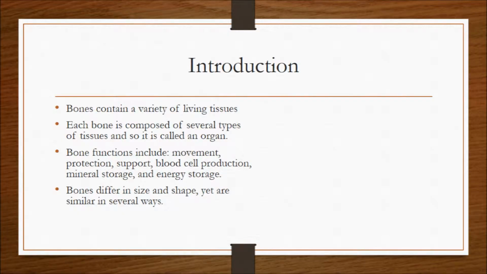So first off, I'll give you an introduction. The skeletal system contains a variety of tissues, and each bone is made up of several different types of tissues that work together, making it a functional unit. So this means that bone is an organ. There are 6 different functions of bones, and we'll talk about those in a bit.